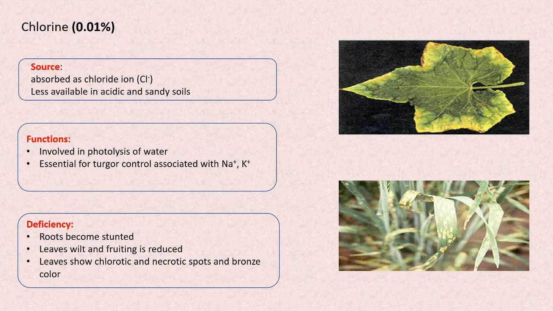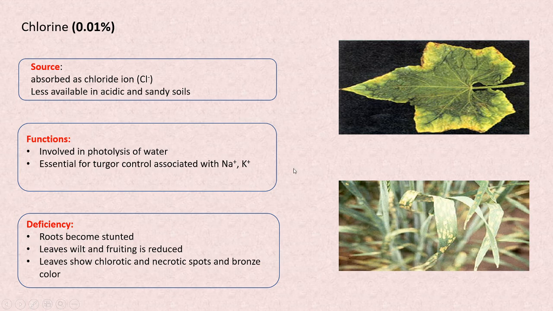So the deficiency symptoms are: roots become stunted, leaves wilt, and fruiting is reduced. Leaves show chlorotic and necrotic spots, and bronzing of leaves also appears. So here you can see bronzing of leaves. The leaves show bronze patches over them. That is bronzing of leaves.